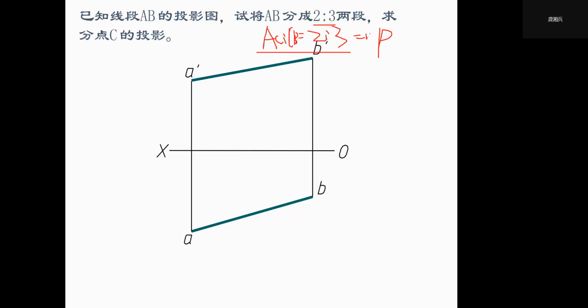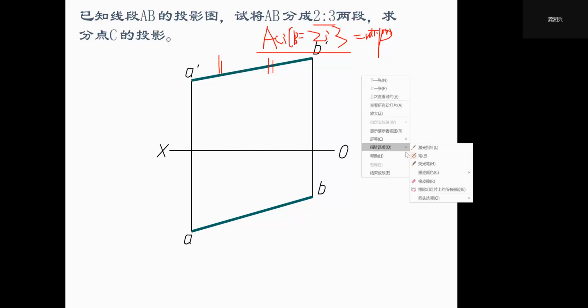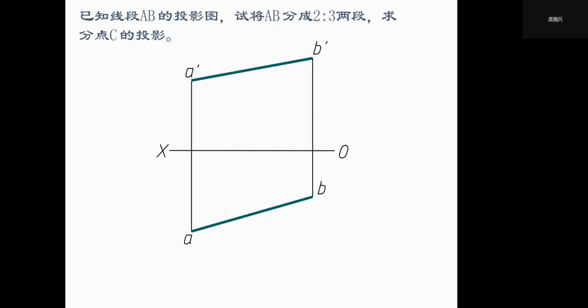The point C divides this line into two parts, so the length of this part divided by this part is 2 to 3. So this is the question. Please find C. Where is C? How can you get C?